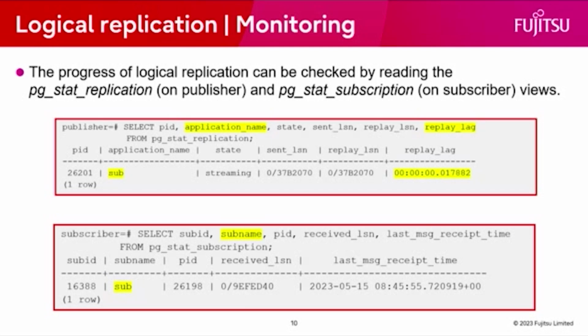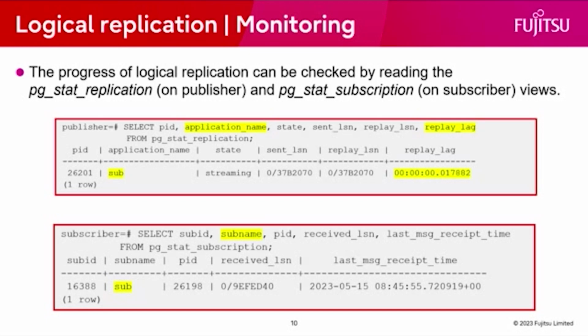As you might know, it contains one row per walsender. So both physical and logical walsenders may be listed here. You can distinguish walsenders by using the application_name attribute. In the normal case, application_name is the same as the subscription name. The above box shows the example, and the application_name is set to sub, the same as the subscription.